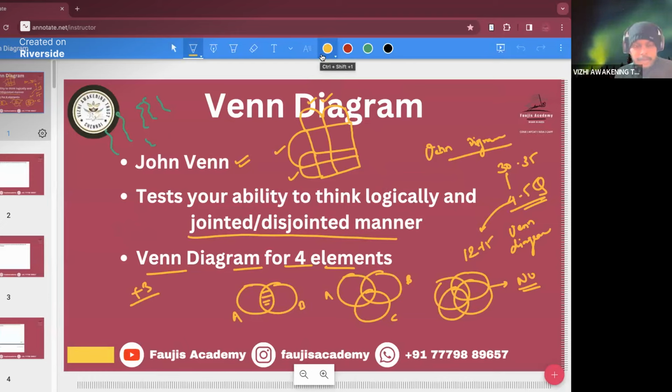Basically talking about the proponent of Venn diagrams. There was this chap called John Venn, and he was the person. A Venn diagram tests your ability to think logically in a joint and disjoint manner. We were basically trying to understand how to draw a Venn diagram for four elements.